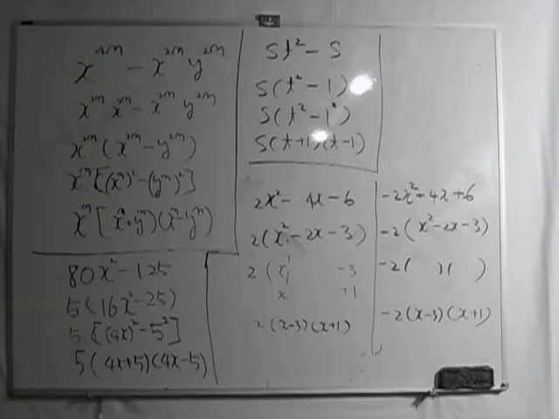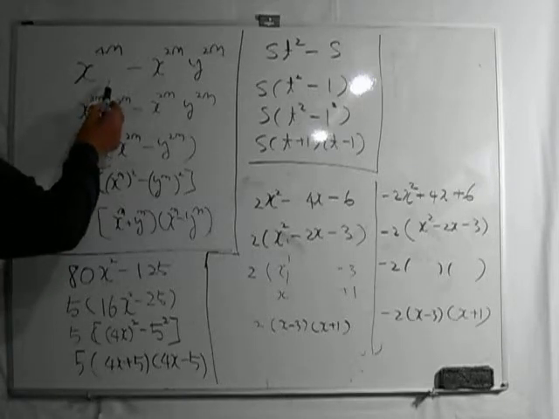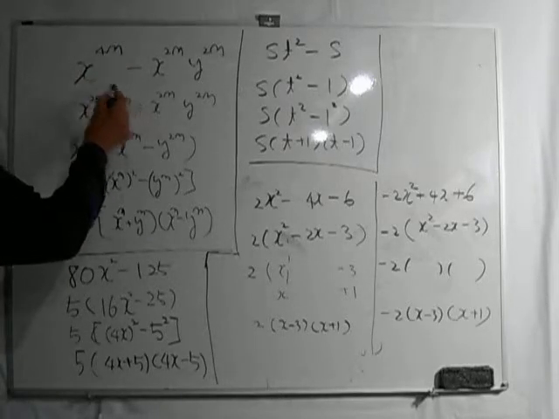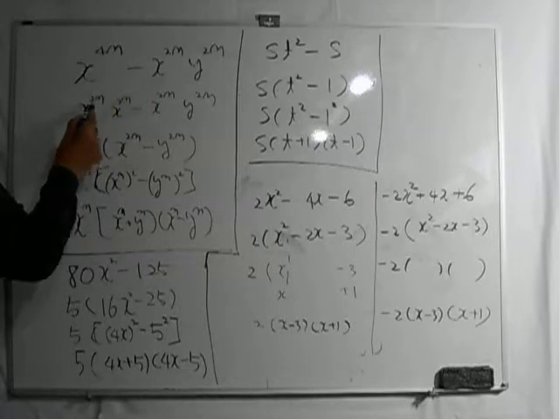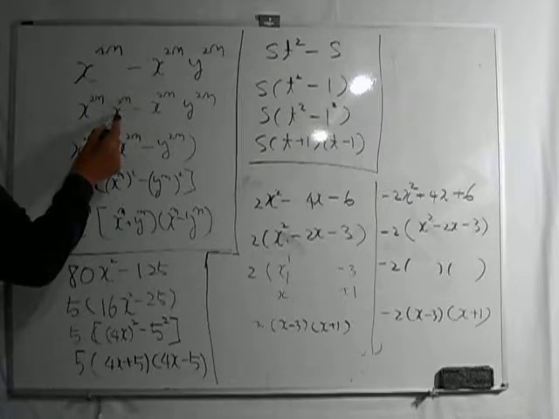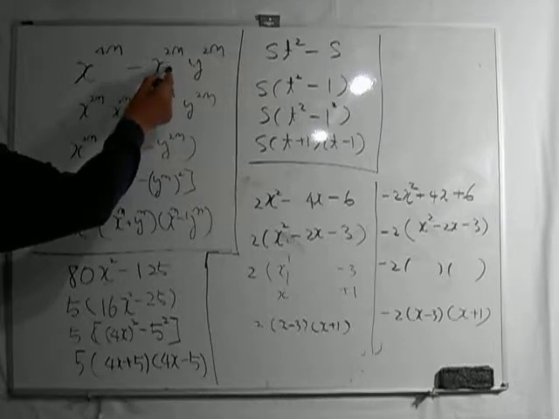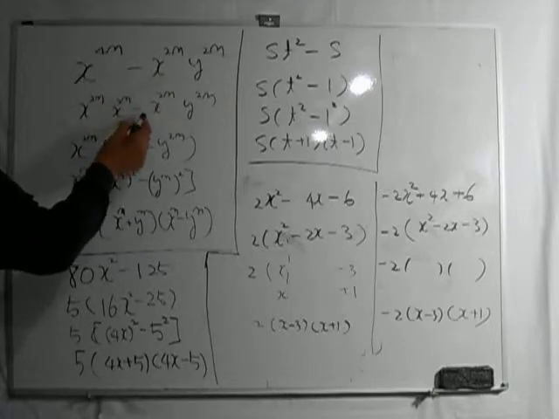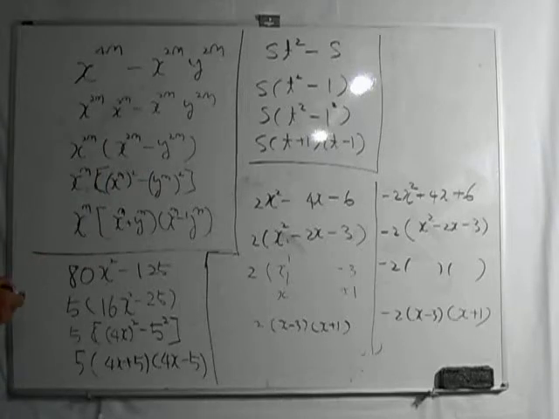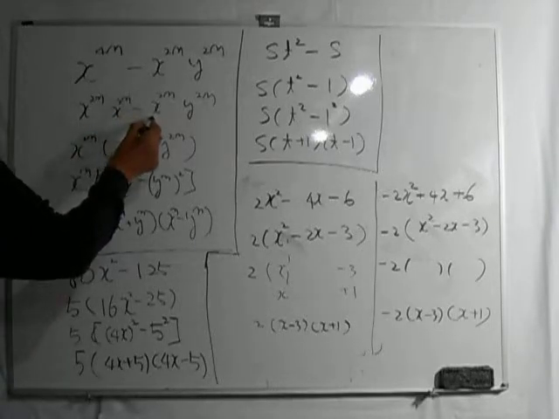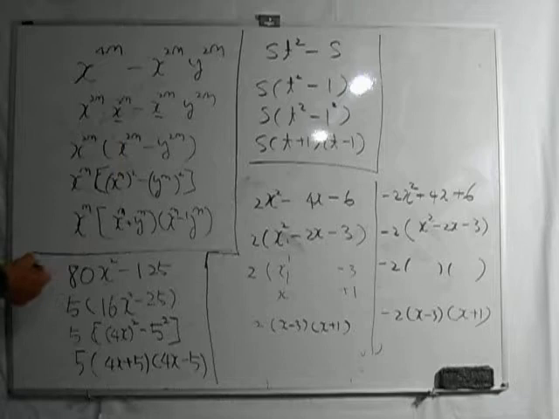Okay, x to the 4n minus x to the 2n times y to the 2n. Trying to use a step formula, I'm going to split this part into x^2n times x^2n, because you have an x^2n over there. So I'm trying to pull out the common factor. This is a common factor right there. Common means the same thing.